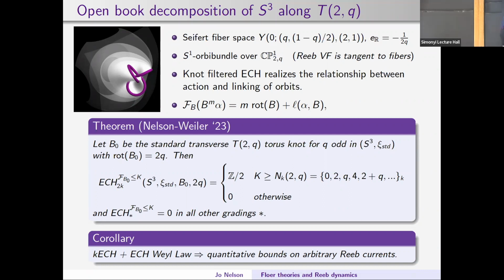And so you just figure out what the kth element is, and you allow things to repeat. As long as the action threshold is at least that, then you'll have a non-zero ECH class in index 2K. Otherwise, in all other gradings, you'll get 0.